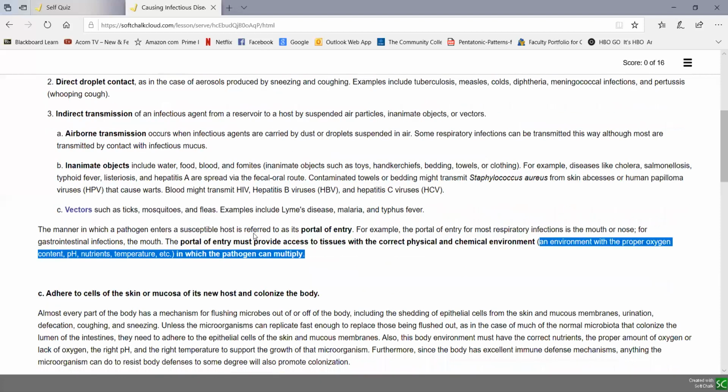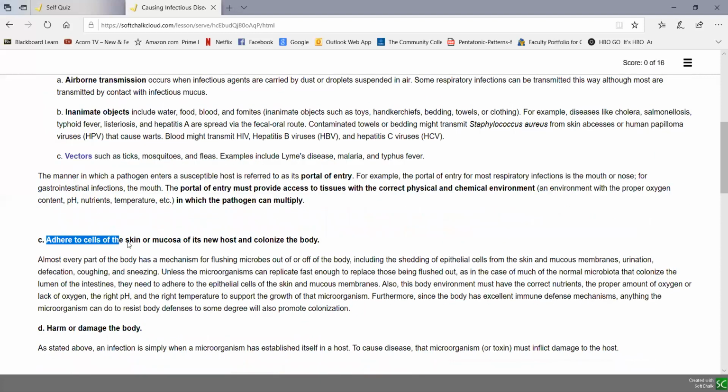Now, once the organisms enter the body, they have to adhere to cells of the skin or mucosa in order to colonize the body. So almost every part of the body has a mechanism for flushing microbes out or off of the body. For example, we constantly shed the epithelial cells from our skin and from our mucous membranes, and microorganisms attached to those cells are then shed from the body. Urination, of course, flushes out the urinary tract. Feces through defecation flushes organisms out of the GI tract. Coughing and sneezing, vomiting and diarrhea, those are all means of mechanical removal.